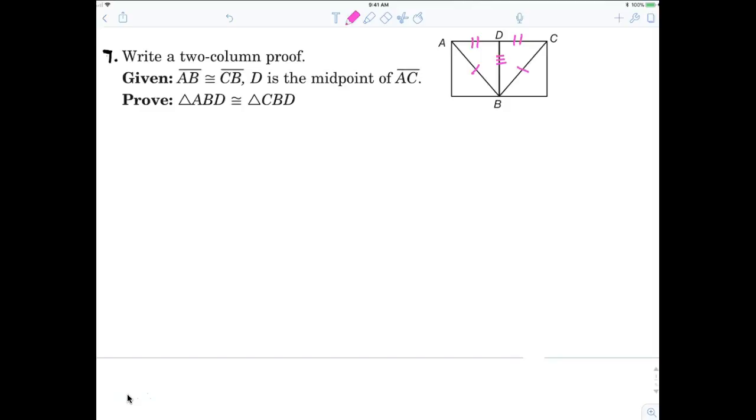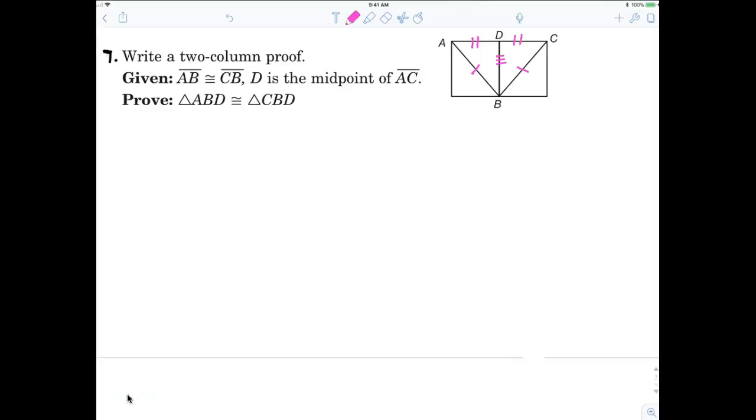In other words, you're not allowed to just look at the figure now and say it's congruent. All you have to do is write down why it's congruent. I know it's congruent by definition of midpoint, by the reflexive property, by the given, and by the fact that now I have 2 triangles with 3 sides congruent. That makes them congruent.